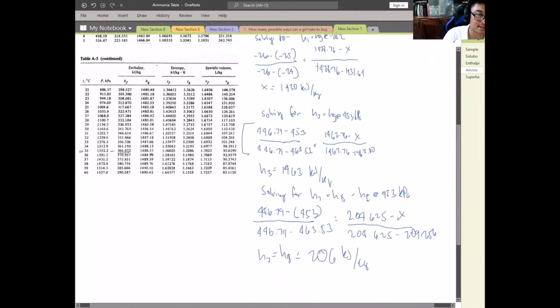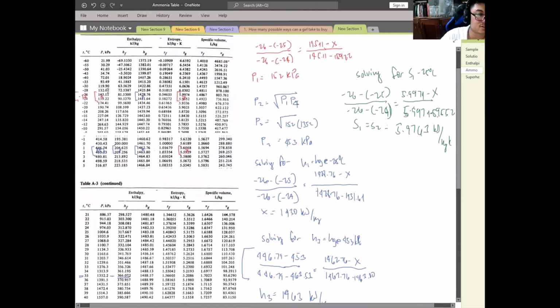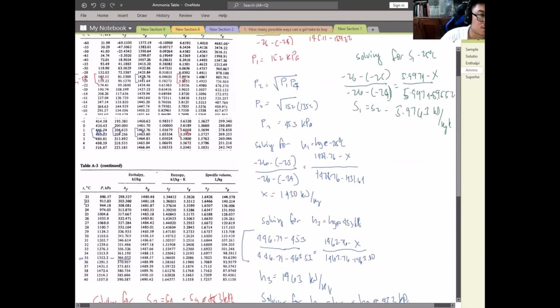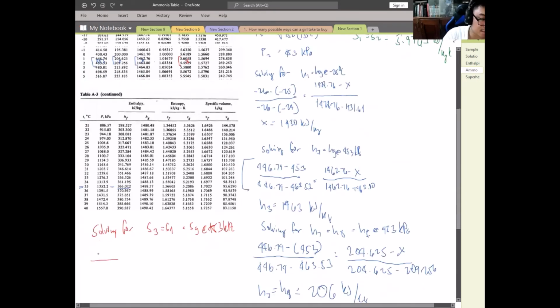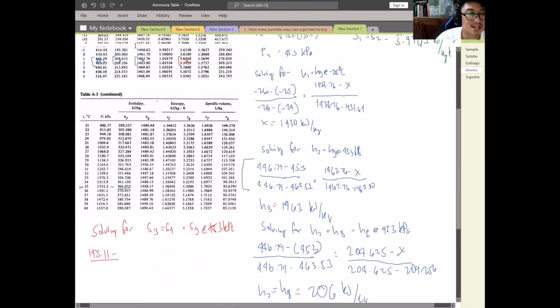Ito na lang natin ilagay. Solving for S3. S is equals to S4, that is equals to SG at 453 kPa. Okay. So, pressure ang ratio to SG ratio tayo, no? So, 145.11 ang ating upper limit. 145.11 minus, sorry, mali pala, no? Teka. Naduling lang tayo, naduling lang.